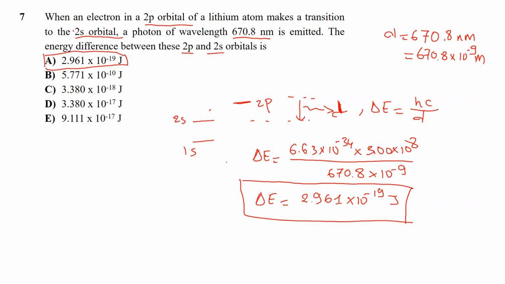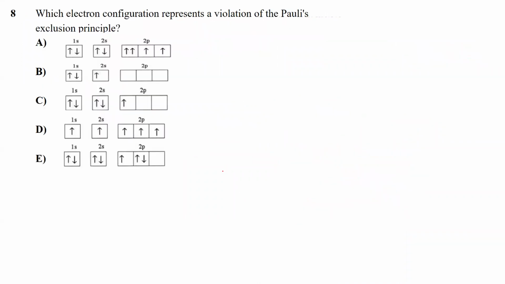Okay, problem number 8. Which electron configuration represents a violation of the Pauli exclusion principle? What does the Pauli exclusion principle say?